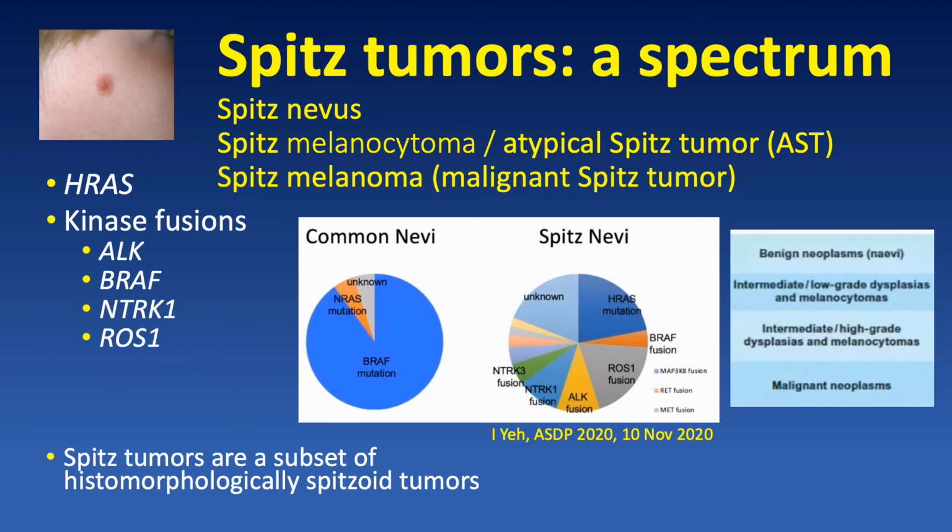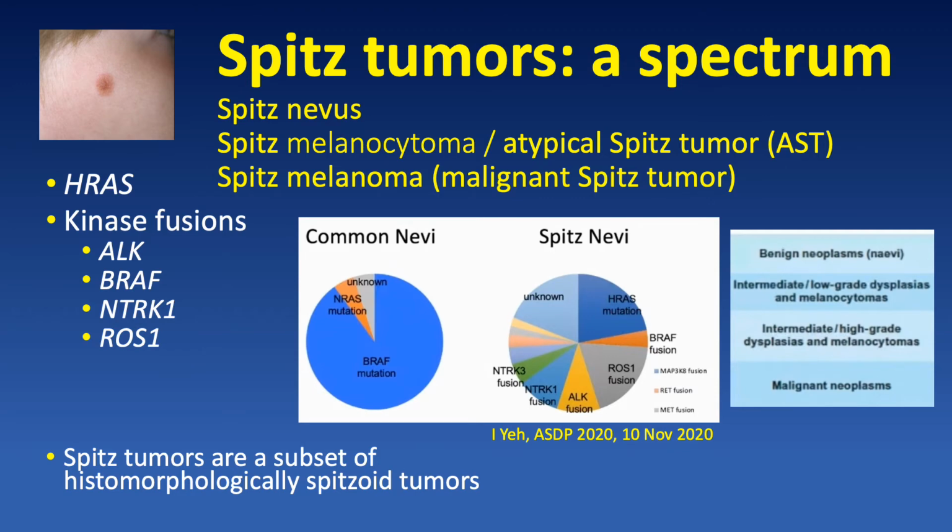as well as the recognition and establishment of an intermediate group of Spitz tumors, defined both histologically but more importantly at the molecular level. So there's a variety of distinctive genetic alterations, including HRAS and a variety of kinase fusions that define the spectrum of Spitz tumors, ranging from the benign Spitz nevus to the malignant Spitz melanoma, and an intermediate group, formerly known as atypical Spitz tumor, now designated Spitz melanocytoma.